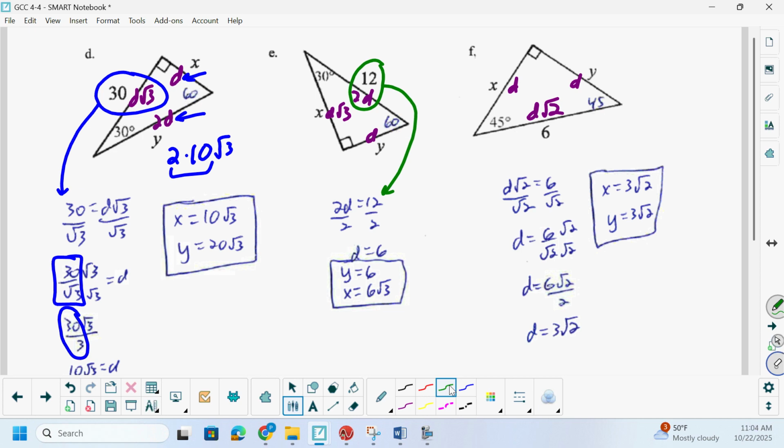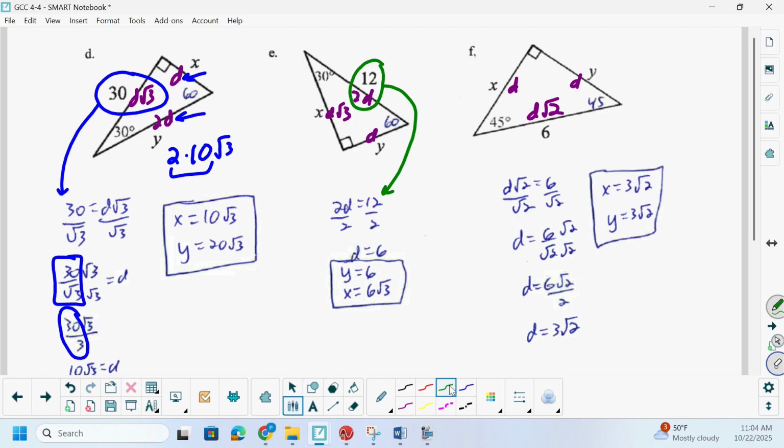So Y was just D, that's 6. And X was D square root of 3, so we get 6 square root of 3. In F, we've got a 45, 45, 90. So step 1, label with your D's. Across from the 45s are D, across from 90 is D square root of 2.